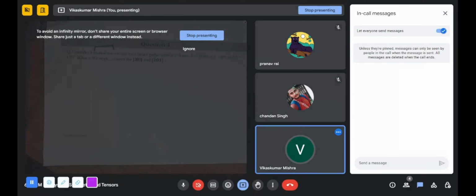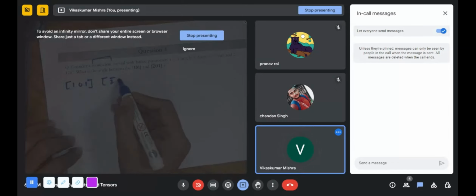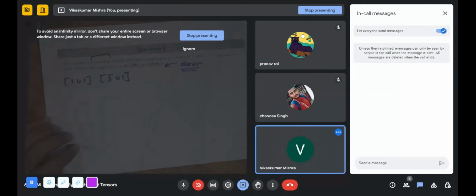We can solve it. The process of solving this particular question is exactly the same as what we repeated in the previous one. Let's do it. So we need to find the angle between 101 and 201. The brackets have been used, it means that they are directions. They are not planes, they are directions. Okay, so let's do that.